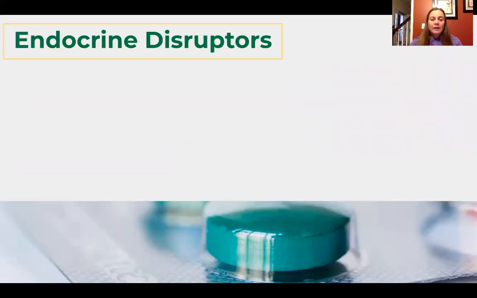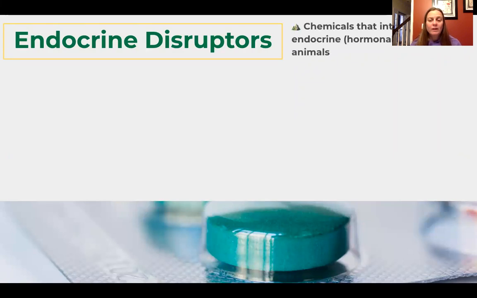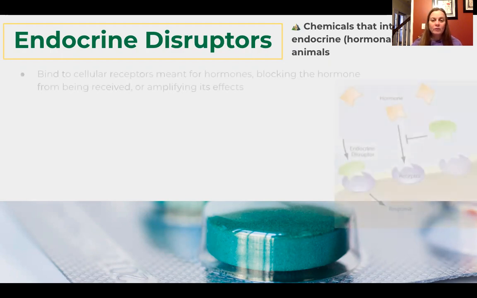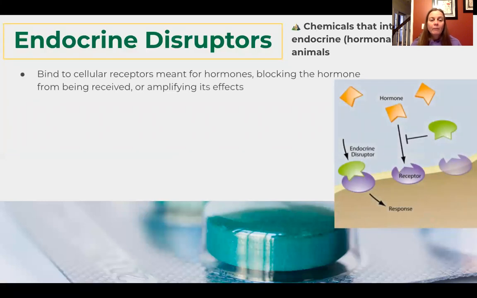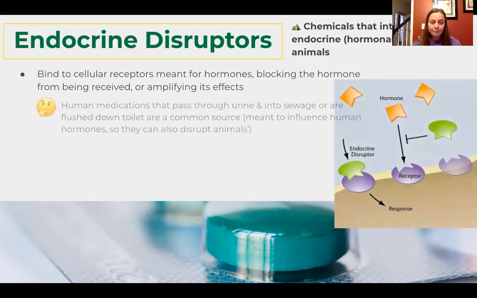So endocrine disruptors, we've touched on already, are any chemicals that interfere with the endocrine system of animals. And remember, the endocrine system is the hormone system, or the hormonal system, of the animals. Most endocrine disruptors work by binding to the cell receptors that are meant for hormones, which blocks the hormone from being received. Some also work in a way that they actually amplify the effects of the hormone.